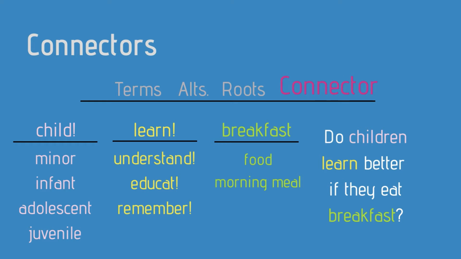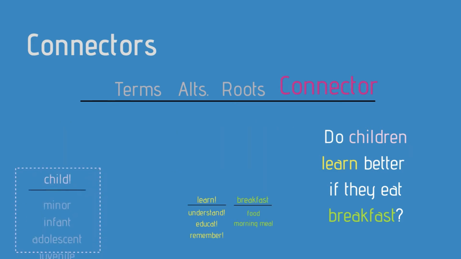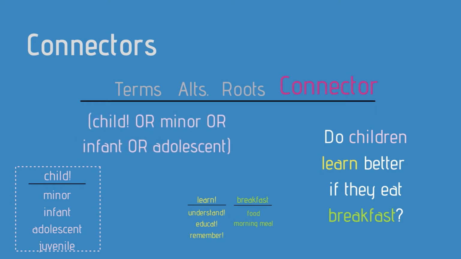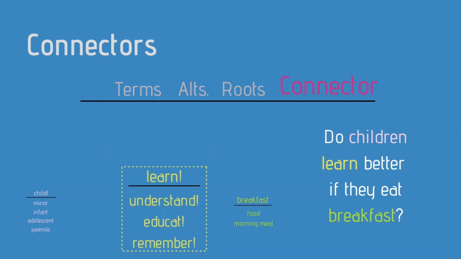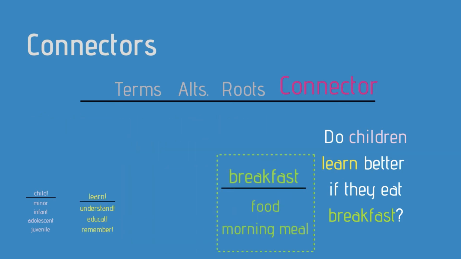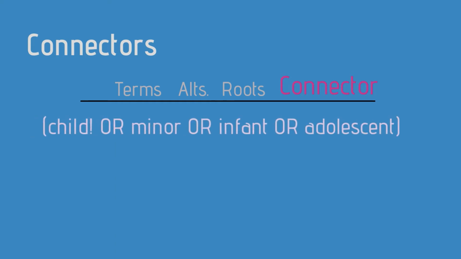Each of these terms, though, is really a concept in our search, and we need to be able to tell the database what sort of relationship they have to one another. For example, take the concept of children. I need to tell the database I would take any of these words, so I'm going to group them together in parentheses with an or. If the database returns any of these words, then the concept of children will be represented. Our next concept is learn, so we're going to group those words together as well. And same with breakfast. We want breakfast or the word food, but only food that you have in the morning.